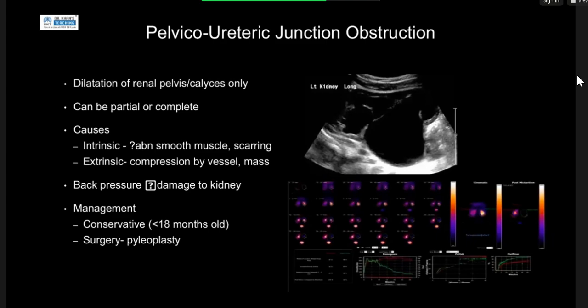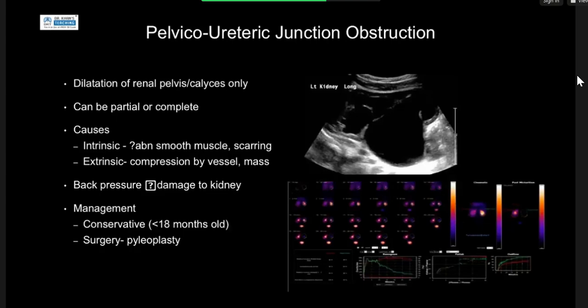So it's hypothesized that the intrinsic cause is due to possibly abnormal smooth muscle at the pelvico-ureteric junction, which then causes an aperistaltic segment, so you don't get any drainage through that segment. Or it can be caused potentially by scarring, so in utero UTIs or things like that, or inflammatory abnormalities at the PUJO. As candidate 3 said, you can get occasionally extrinsic compression.